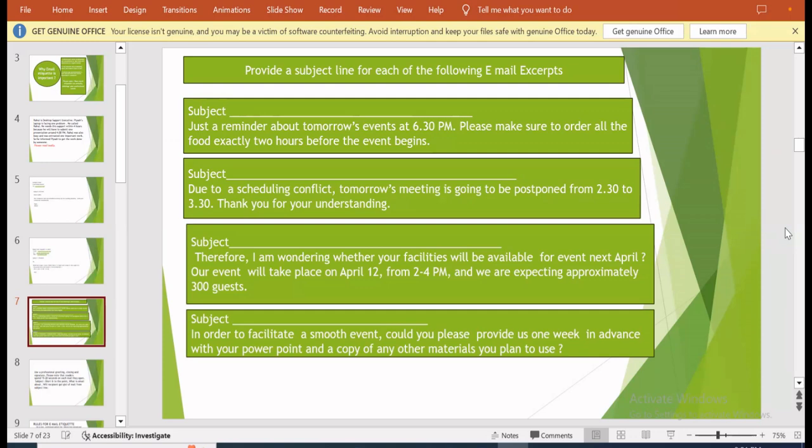Information brainstorm about guests and confirmation regarding the expected 300 guests. This meeting, therefore, I am wondering whether your facilities will be available for an event next April. Our event will take place such and such, and we are expecting approximately 300 guests. So you are actually making an inquiry here. So it is an inquiry mail.